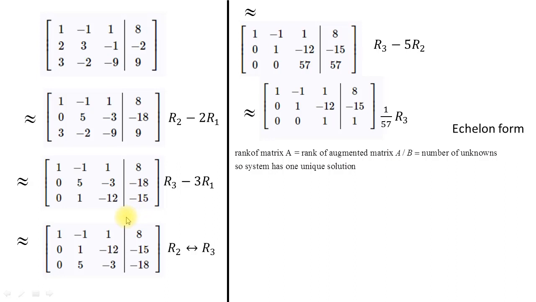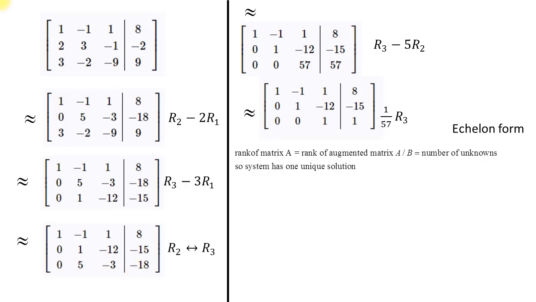Now for the echelon form, we need 1 on this diagonal. The leading non-zero entry will be 1 in each row. So on this diagonal we require 1, 1 and 1. For this purpose, interchange the first row, second row and third row, and we obtain the similar matrix: 1 minus 1 1 8, 0 1 minus 12 minus 15, and 0 5 minus 3 minus 18.